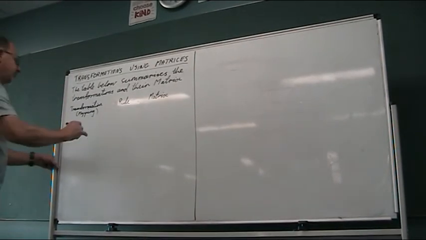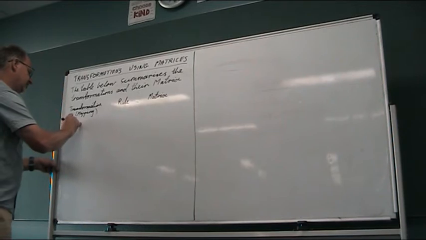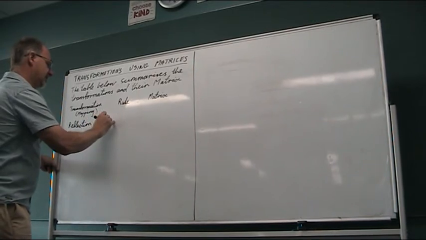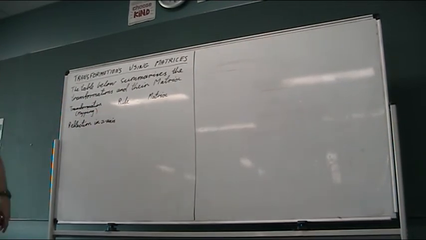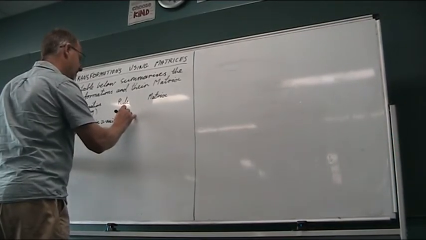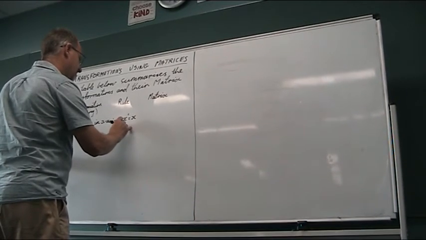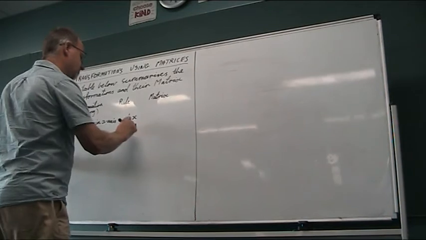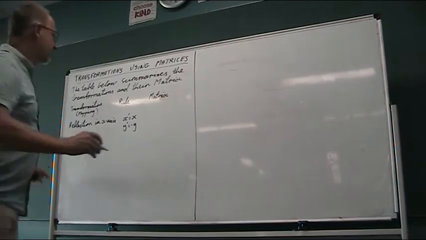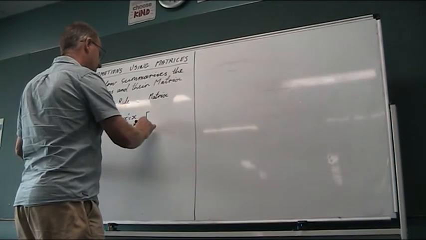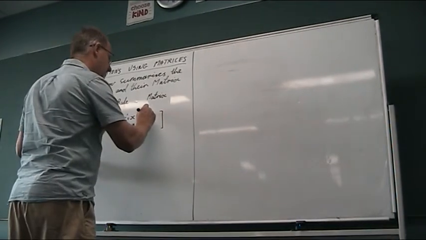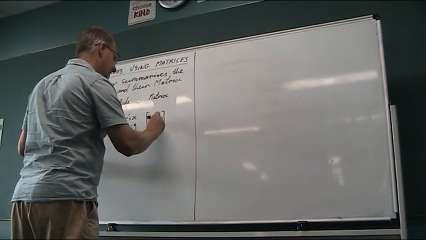For the first one, I'm going to do reflection in the x-axis. When we reflect in the x-axis, what changes? The y value. So our new y value is the negative of the old y value. The matrix that does that for us is this one: 1, 0, 0, negative 1.